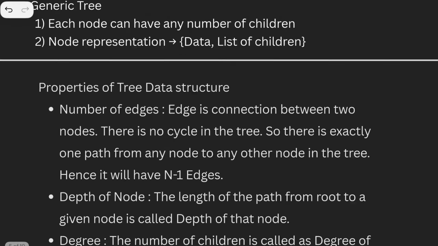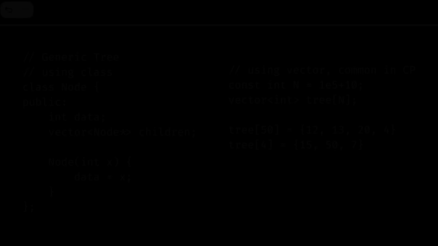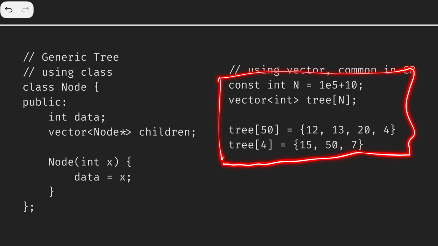Look at the tree, right? See, this 7 we have. This 7 is a data of this particular node. And this node should have information about its children. That's how we are ultimately going to end up in parent-child format data structure. And this parent-child format data structure is called as tree. So everything comes back, right? Similarly, you can store the information in this format as well. And this is the most commonly used format.